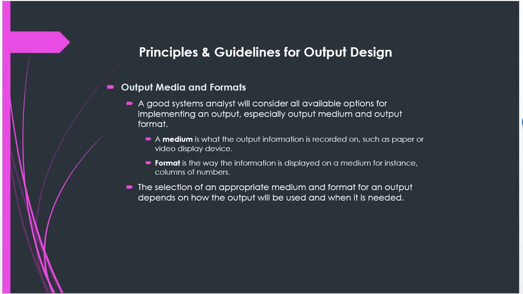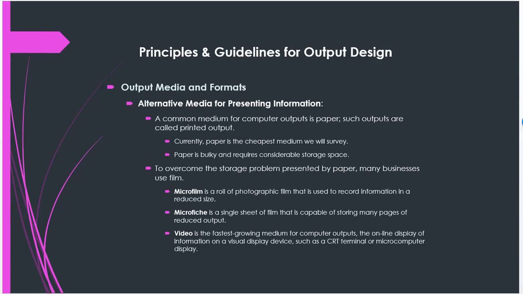And then here we're now looking at the principles and guidelines for output design. So these are the things that you need to consider as you come up with an output. For example, the selection of an appropriate medium and format for an output depends on how the output will be used and when it is needed. So you are going to have to look at the context in which the various data or outputs of the system are going to be used, and then you develop a proper solution for that context.